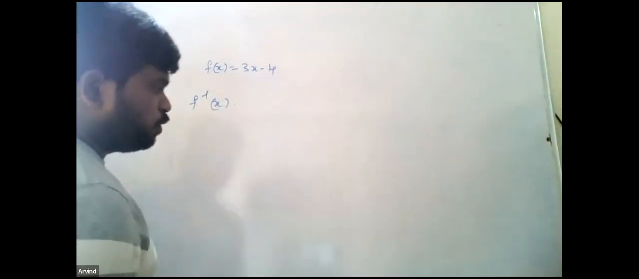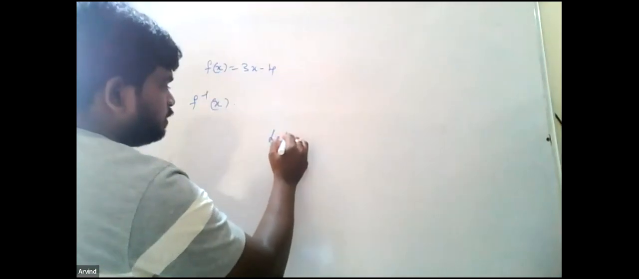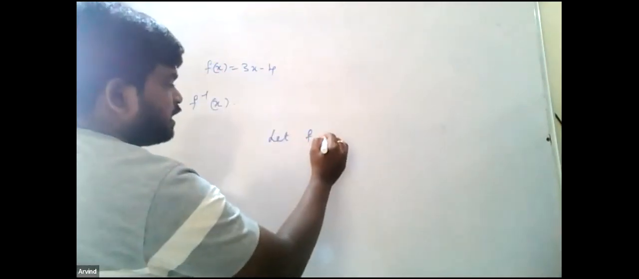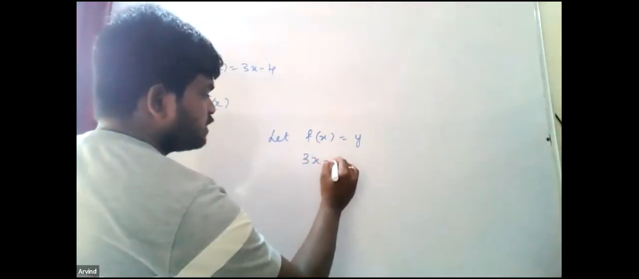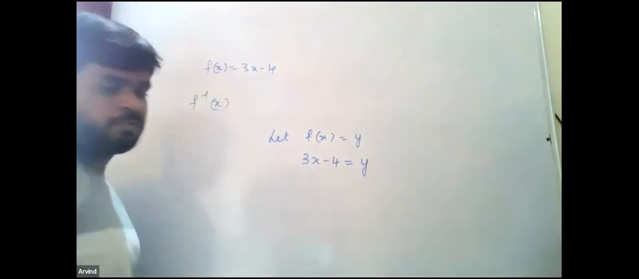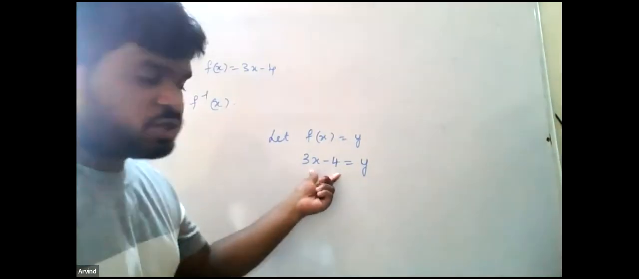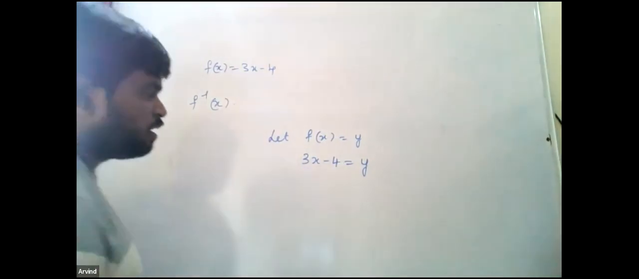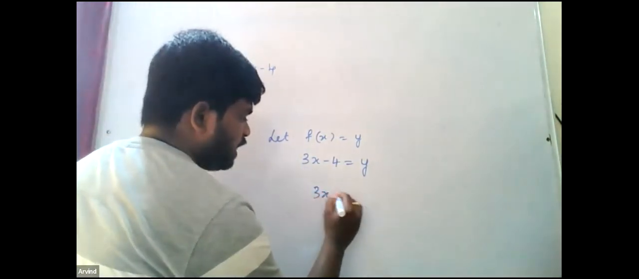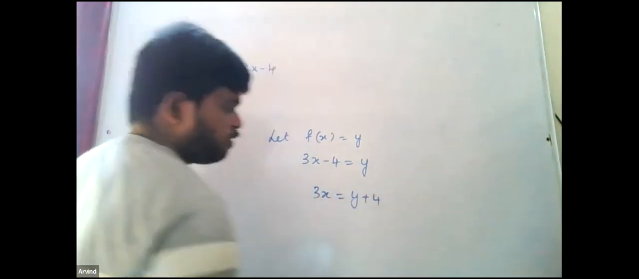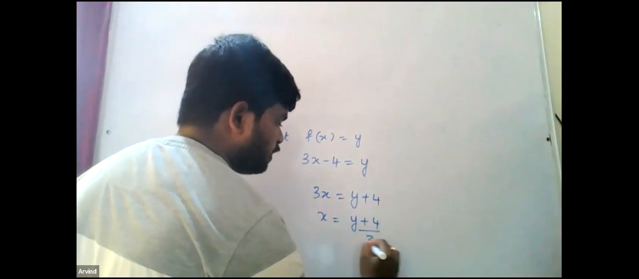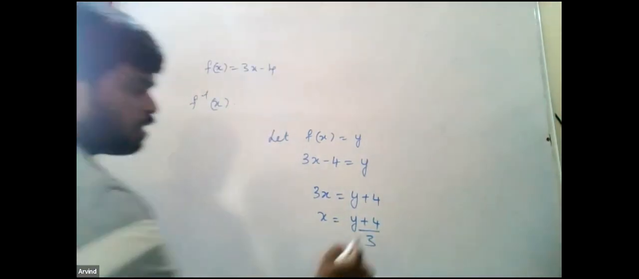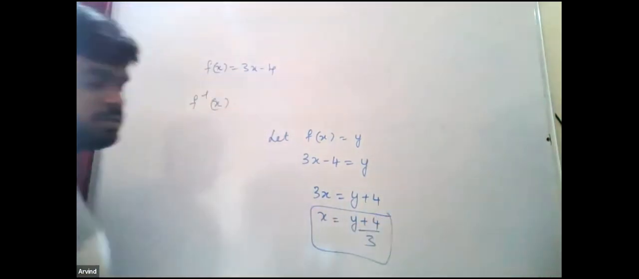Okay, so what you do is, let this f of x I'll consider to be y, meaning 3x minus 4 is equal to y. Now using this you have to find x, that's it. Therefore 3x is equal to y plus 4. Therefore x becomes y plus 4 by 3. Okay, this is your f inverse.